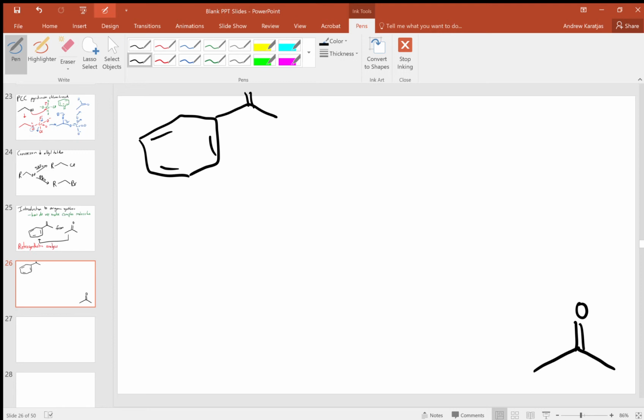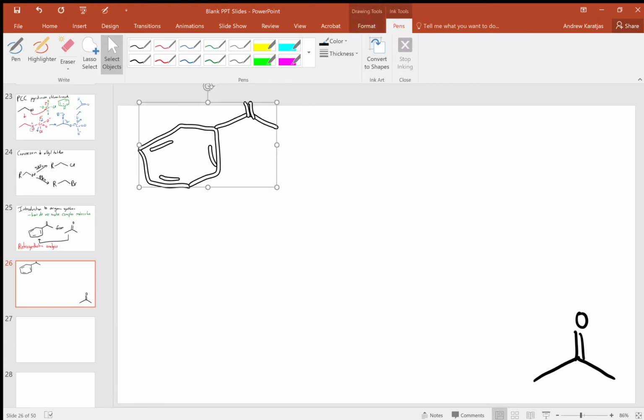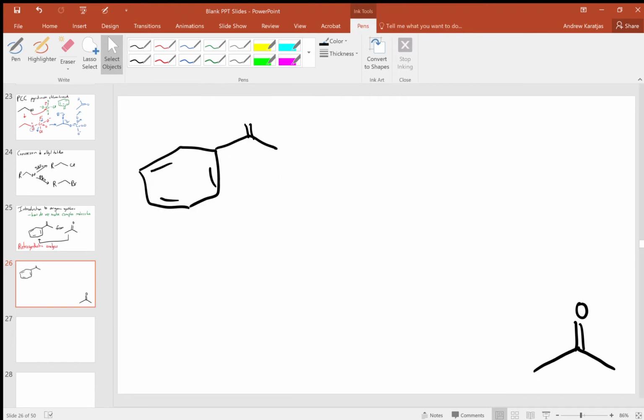So one thing we might want to consider here is if we look at where we're trying to go, is there any part of this molecule that we could say, this is the piece that comes from acetone? Well, acetone is, of course, a 3-carbon molecule. And coming off of the aromatic ring here, we have 3 carbons. So it might be a logical starting point to think that those 3 carbons are the 3 carbons of acetone.